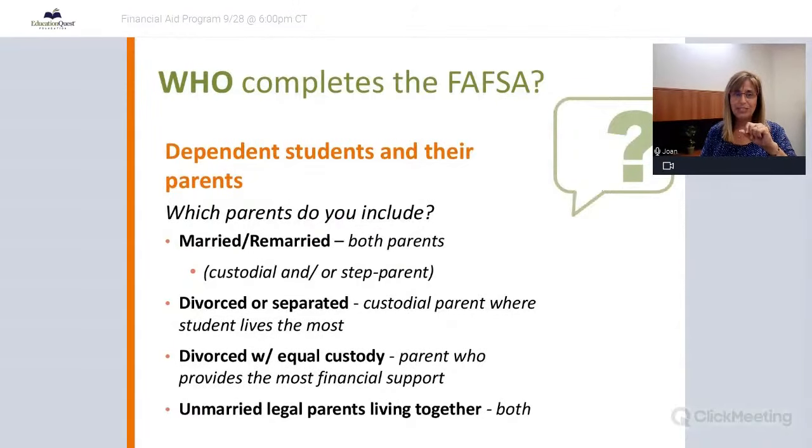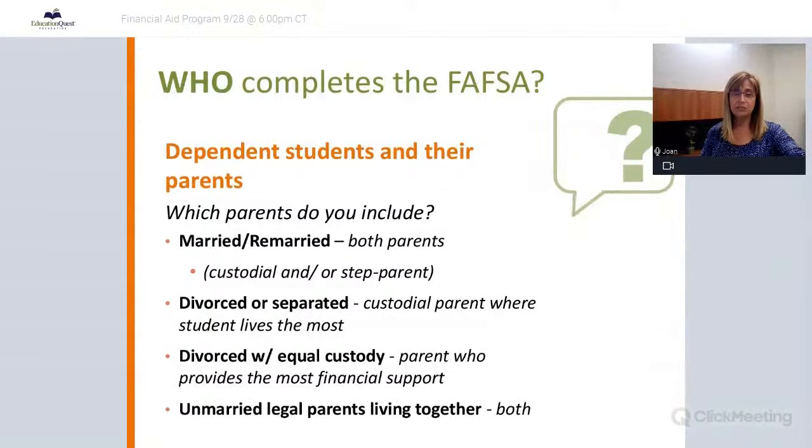The next situation, what if my parents are divorced or separated? Whose information gets provided? Then you are going to look at the custodial parent. Where has that student lived the most in the last calendar year? That is considered to be the custodial parent. If that custodial parent is remarried, remember the step parent's information will also be reported on the FAFSA.